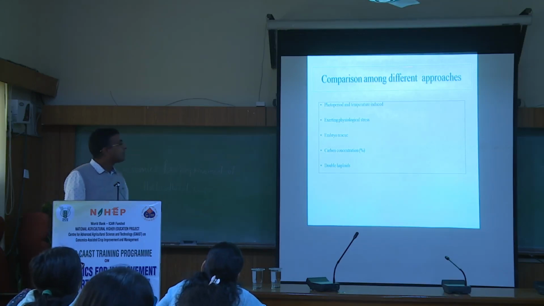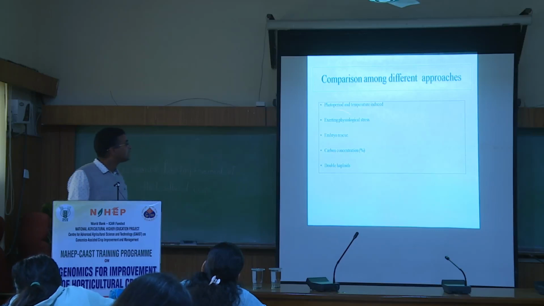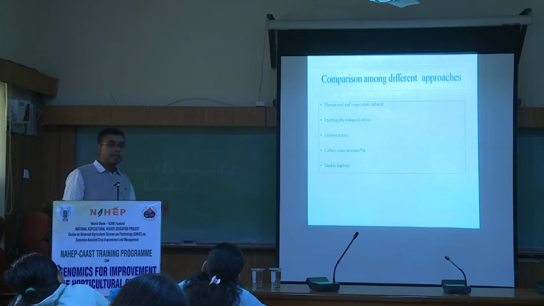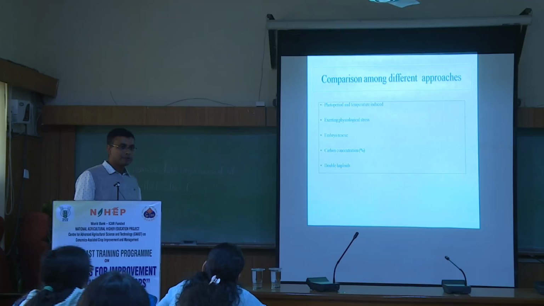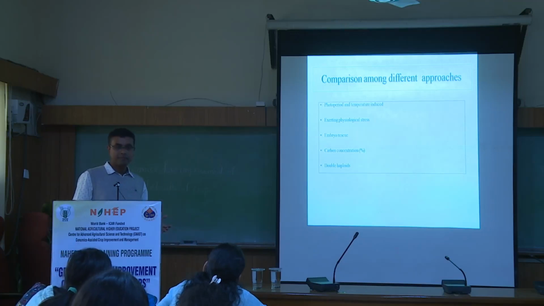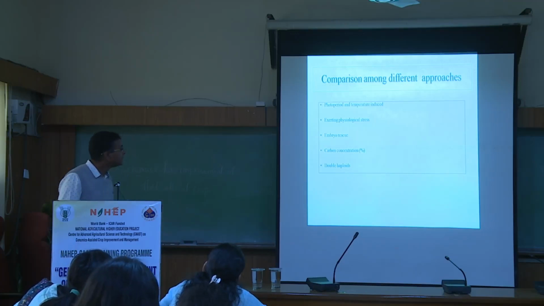Now the comparison among the different speed breeding approaches. The most important and most widely used is the photoperiod. It may not be the most efficient, we don't know actually, but till now, this is the most widely used. Maybe some other biotechnology-based technology will come, which could be the most efficient.